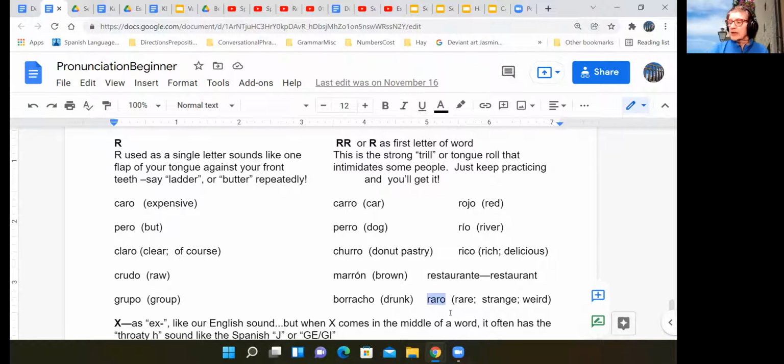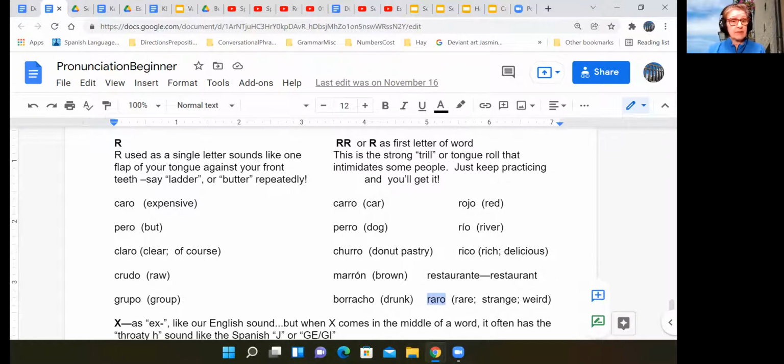You really will. Here we get a strong trill to start off and a little flap in the middle. Raro, raro. Raro can mean rare, as in precious, rare, scarce. Raro more frequently means something is strange, unusual, kind of weird, kind of off. Weird, strange, odd, raro. If somebody says, es muy raro, it's likely they mean something is weird, not that something is very rare. Maybe if you're in a museum, you might hear raro in that sense.